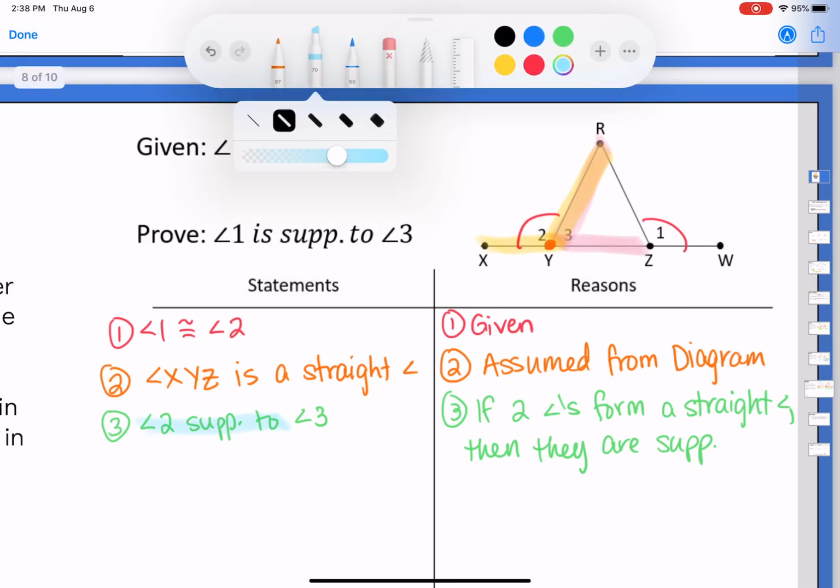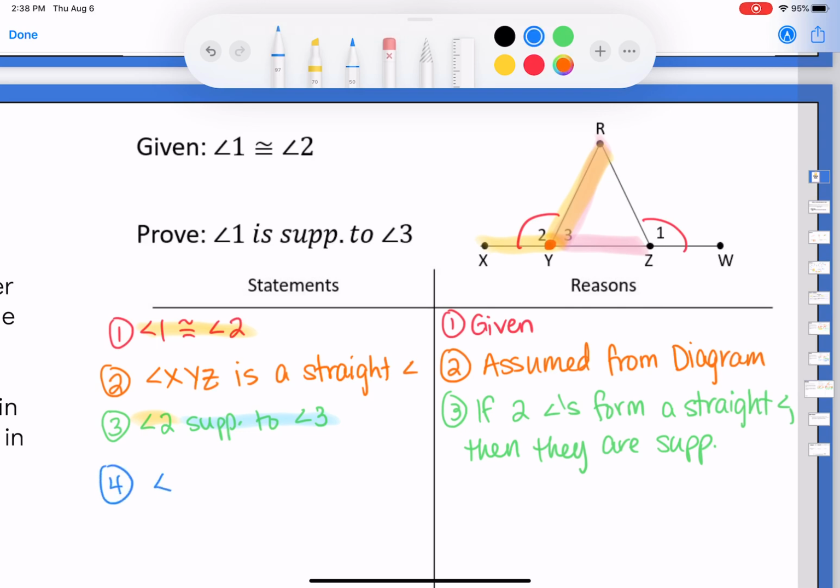And I know that angle 1 and angle 2 are congruent. So if I'm trying to get to angle 1 is supplementary to angle 3, I should be able to just swap out 1 with 2. So step 4, angle 1 is supplementary to angle 3.